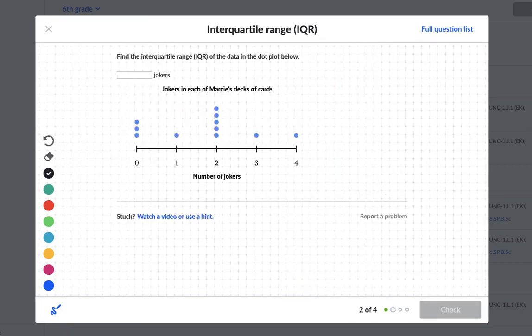So the next one is also asking you that as well. They're always going to be asking you for the interquartile range. That's quartile 3 minus quartile 1.